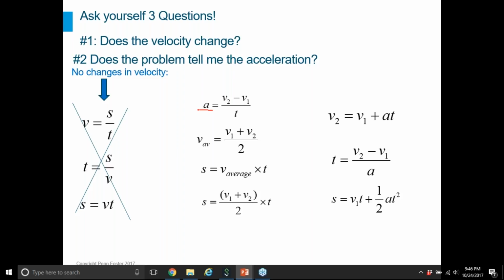So if you do not know the acceleration, okay, then you could use one of these formulas from this group, the unknown acceleration, one of those 4 formulas. If the problem does tell you acceleration, then you won't be using one of those, you'll be using one from this group on the right.